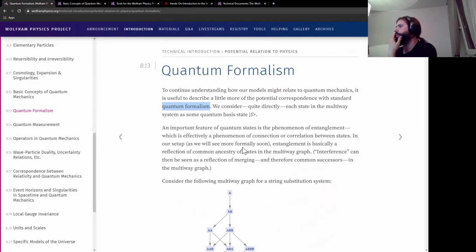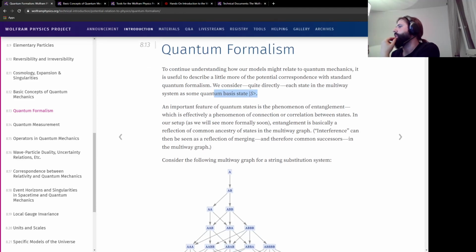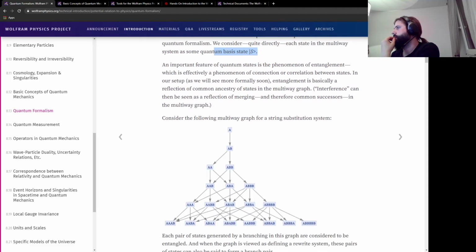But let's go ahead with the quantum formalism. So consider quite directly each state in the multi-way system as some quantum basis state S. Okay, that actually makes it easy to understand. This means that each of these things is a basis state.